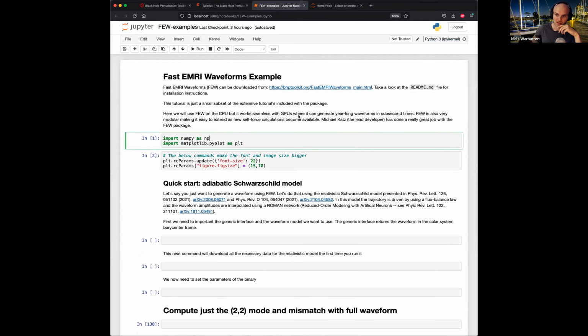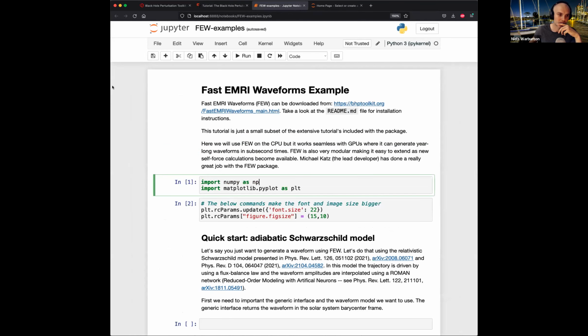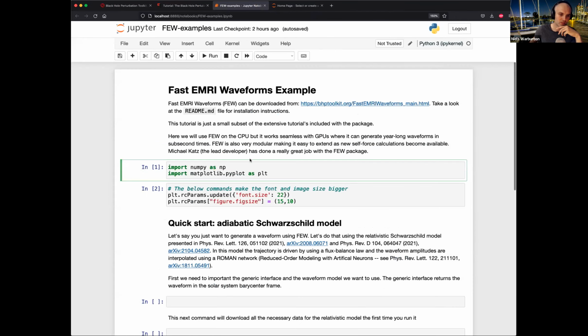Let me make the text a little bigger. Hopefully that's more readable, at least the code is. Okay, so hopefully if you want to use this, you've had a chance to install it. This tutorial is just a very short, small subset of what it can do. The lead developer of this package is Michael Katz. He's done a really impressive job of building a very modular package. It's really well documented as software goes. And so if you want to use this, then I'd actually recommend just looking at the main tutorial there. It's very extensive and very good.